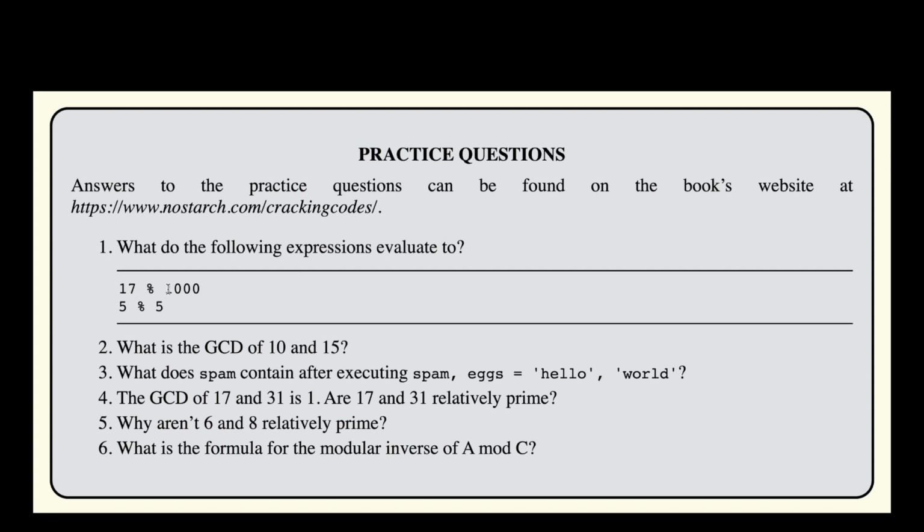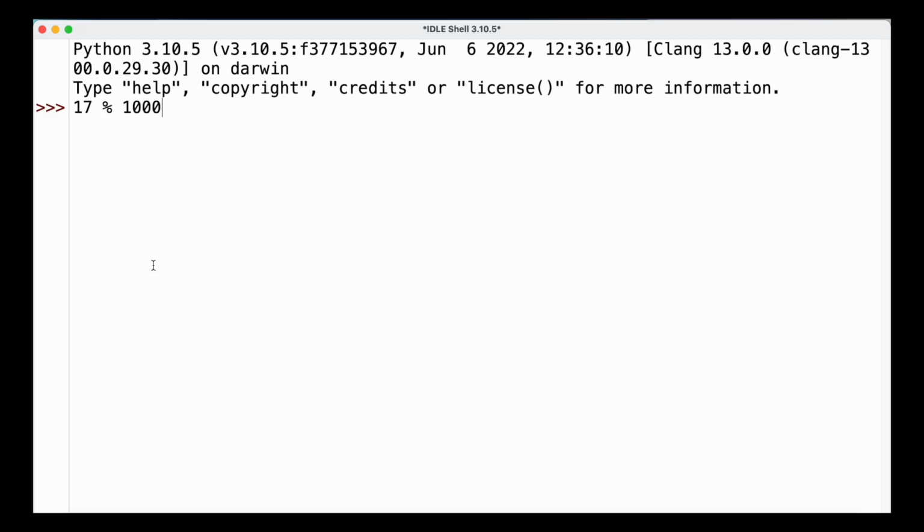We have first 17 modulo 1000. Whenever we run a modulo operation and the first number is smaller than the second number, then we basically get back the first number, because 17 is not divisible by 1000 evenly. So 17 modulo 1000 is going to be a value of 17. In the second example, 5 modulo 5, we know that 5 is evenly divisible by 5. So therefore 5 modulo 5 is going to be 0. And let's verify that in our interactive shell in IDLE. If we run 17 modulo 1000, we indeed get back a value of 17, while 5 modulo 5 is going to give us back a value of 0.